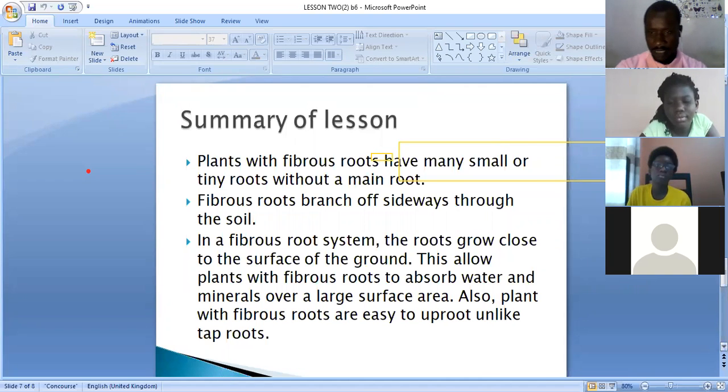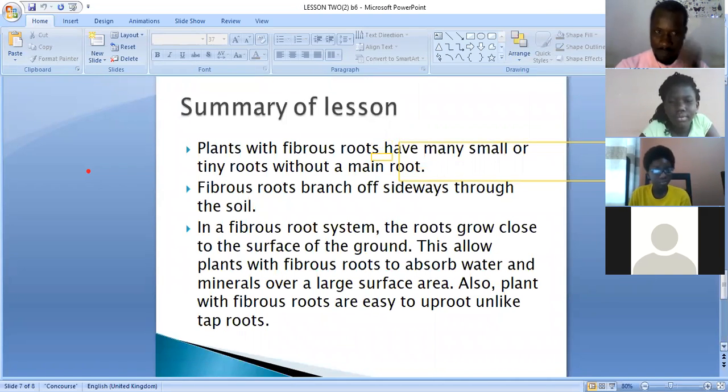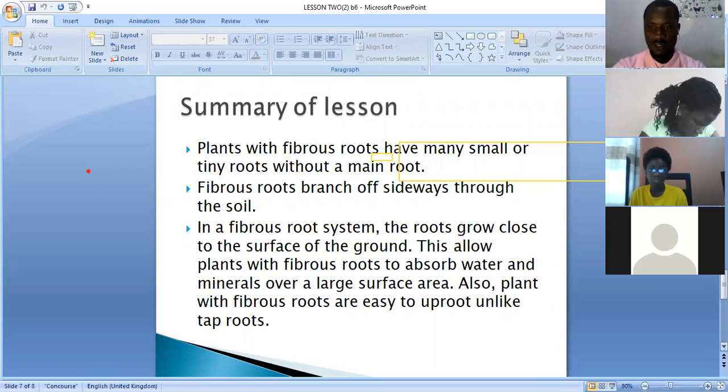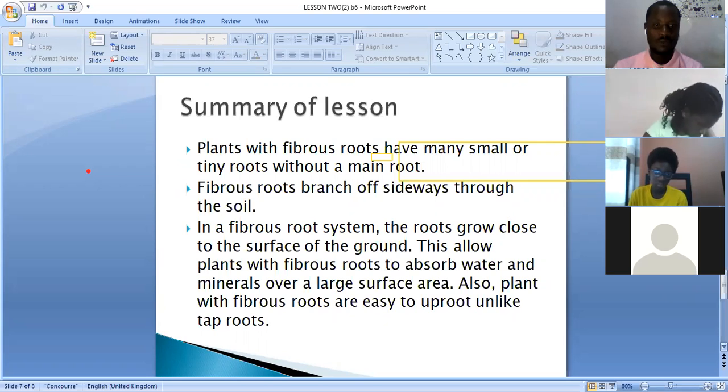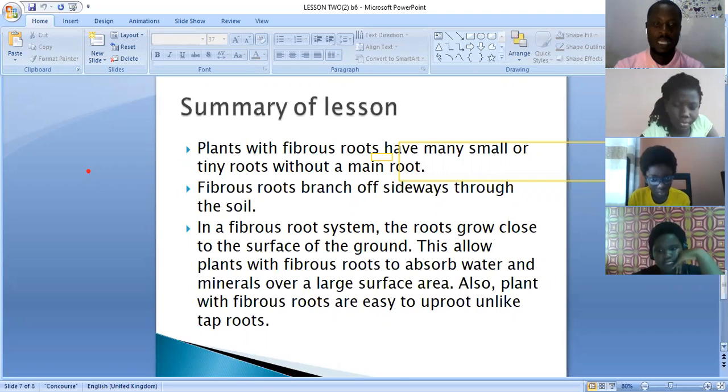Please read point 2 of our summary of the lesson for me. Fibrous roots branch off sideways through the soil. Yes, so we are saying that fibrous roots branch off sideways through what? The soil. Most or all fibrous rooted plants, the roots don't go deep into the soil. They branch what? Sideways. Because of the sideways way that they move, that makes them not to go deep into the soil. And they are also smaller in size.